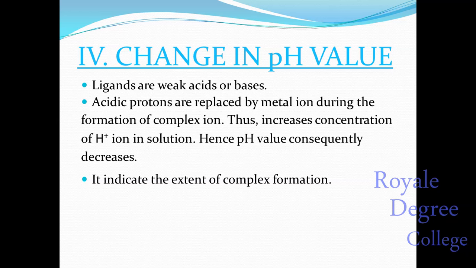Next is change in pH value. Ligands are weak acids or weak bases. Acidic protons are replaced by the metal ion during the formation of the complex ion. Thus, what will happen? It increases the concentration of H+ ions in solution. Hence, the pH value consequently decreases. What is the pH value indicating? It indicates the extent of complex formation.